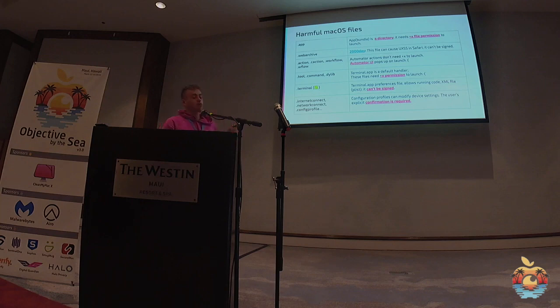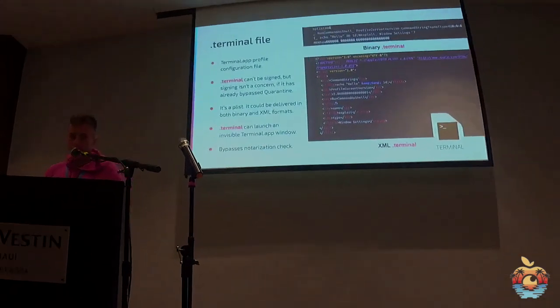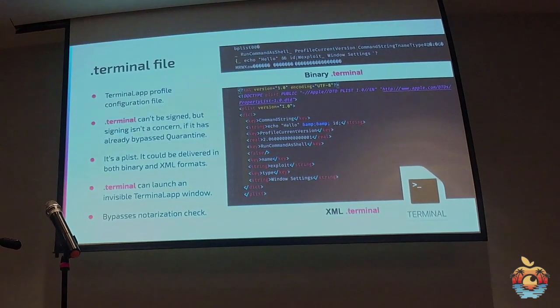And the last file is terminal. The terminal file is actually a Terminal app preferences file. This file allows running code. It's actually an XML, actually a plist, and these files can be signed. The most interesting thing is that the terminal file can be signed, but still it can execute code.